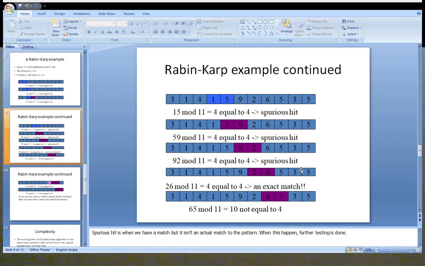The next number is 59, and 59 mod 11 is equal to 4, which equals the pattern hash, 4. Again there is no one-to-one match, so this is also a spurious hit. The next number is 92. Again 92 mod 11 is equal to 4, which equals the pattern hash 4, but there is no one-to-one match, so it is a spurious hit.